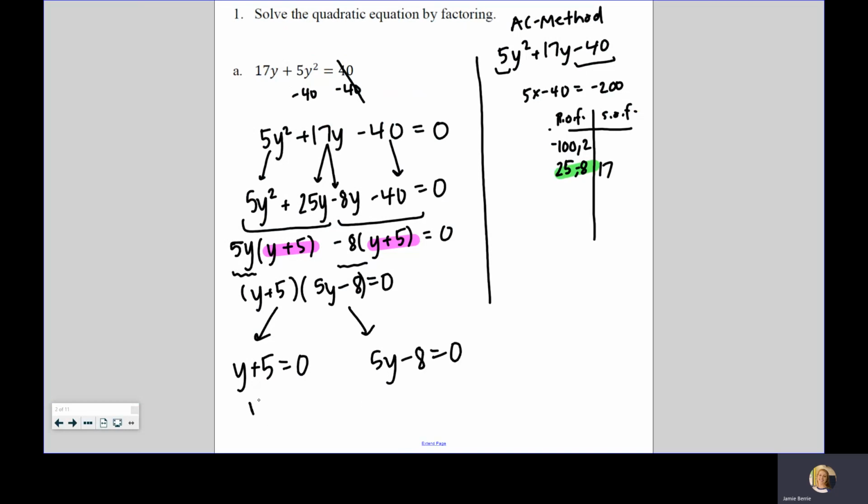Solve these. That's going to be y = -5, and y equals, see, add 8 and then divide by 5. So that would be 8/5. And there's your 2 answers.